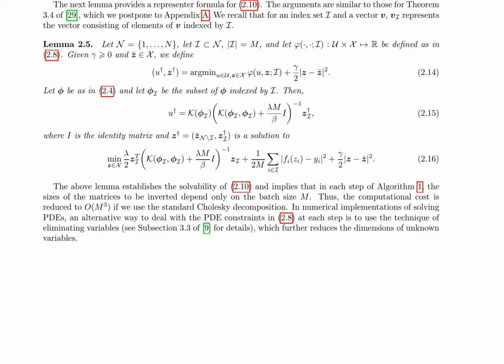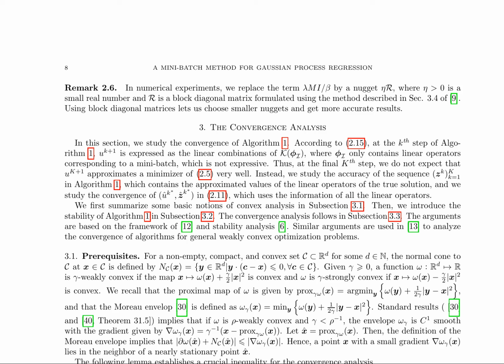They introduce some basic notions of convex analysis, including weakly convex and strongly convex functions, and define the proximal map and Moreau envelope. They establish a crucial inequality for the convergence analysis, which shows that the objective function value at the approximate solution is bounded by the objective function value at the true solution minus a term that depends on the gradient norm. The authors then define the notion of stability for the optimization problem, which involves perturbing the indices and studying the behavior of the approximate solution. They show that the stability of the algorithm is crucial for the convergence analysis.